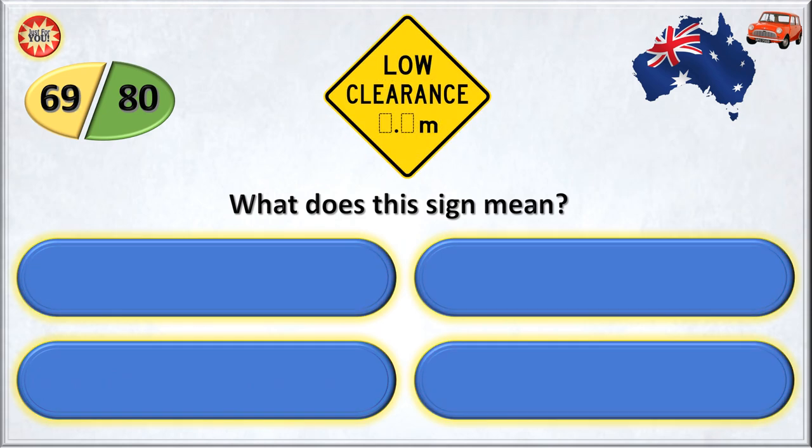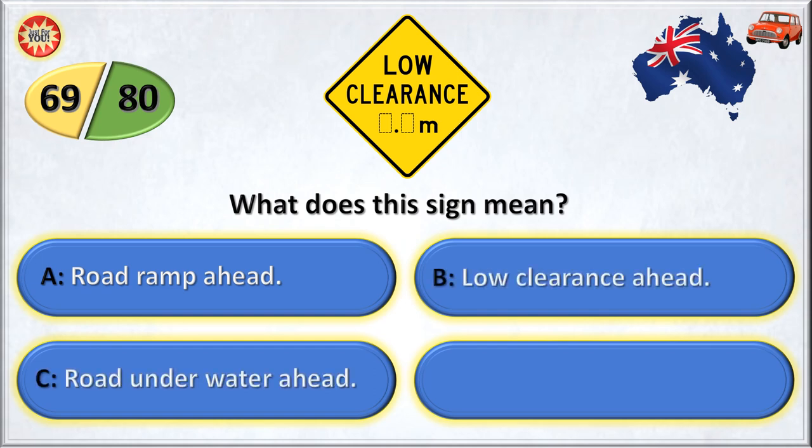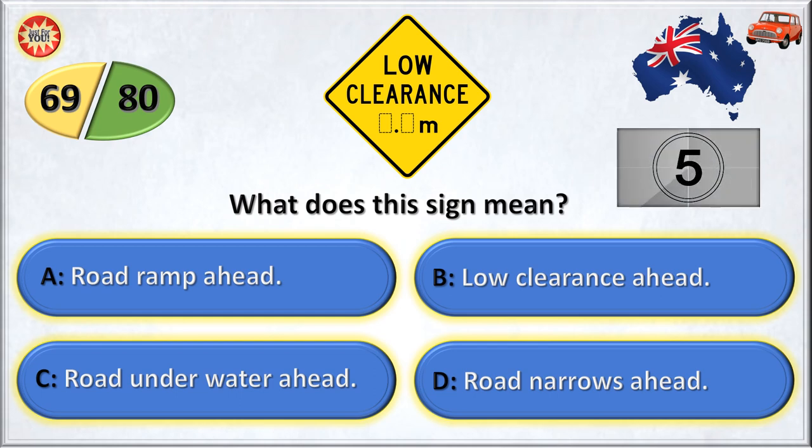What does this sign mean? Road ramp ahead. Low clearance ahead. Road underwater ahead. Road narrows ahead. Low clearance ahead.